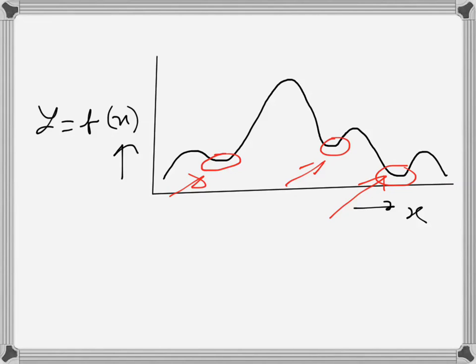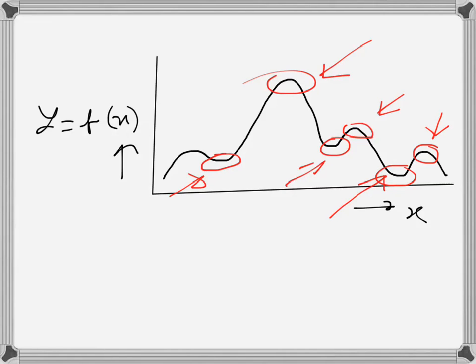Similarly, the maximas, if we identify, this is a maxima, this is a maxima, this is a maxima, and this one is the ultimate maximum value. So this one will be called the global maxima, while these ones are the local maximas.